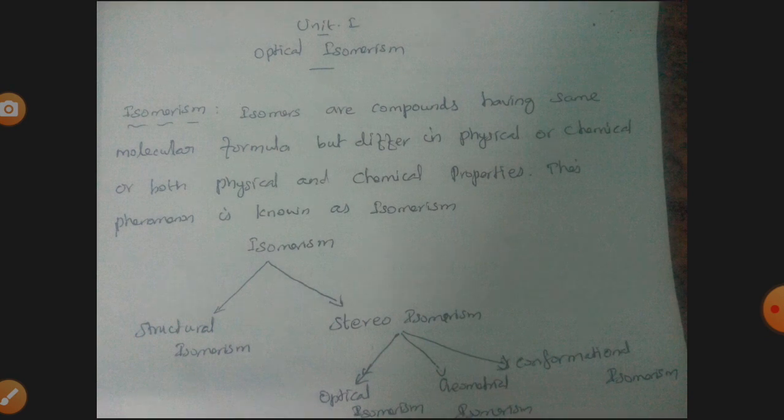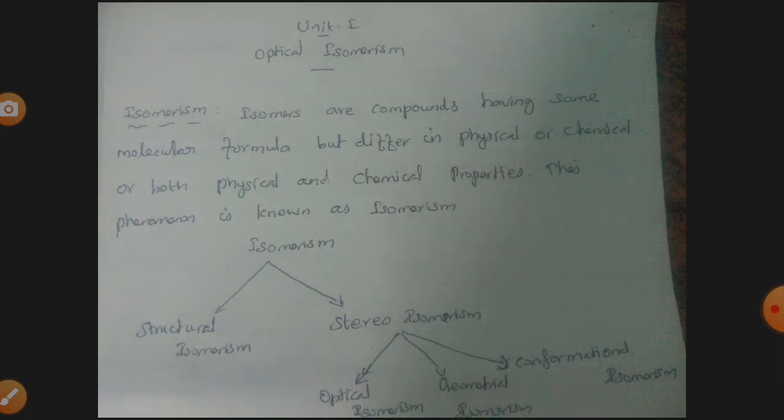So isomers are compounds having the same molecular formula but differing in physical or chemical, or sometimes both physical and chemical properties. The phenomenon is known as isomerism. Normally isomerism is broadly classified into two types, that is structural isomerism and stereoisomerism.